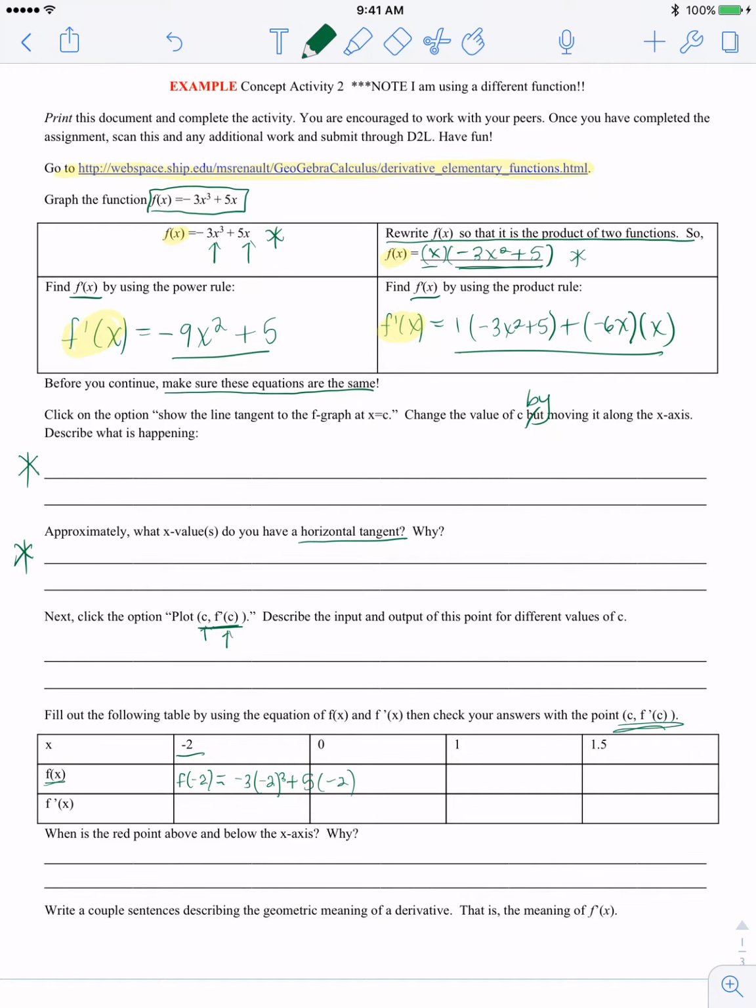And then we can find the output of the derivative at -2 by plugging -2 into our derivative function, which is given as -9x squared plus 5. So f prime of -2 will be -9 times -2 squared plus 5. You can calculate this value and then go to your graph and see if, when your input is at -2, the output of that red dot is equal to this value.